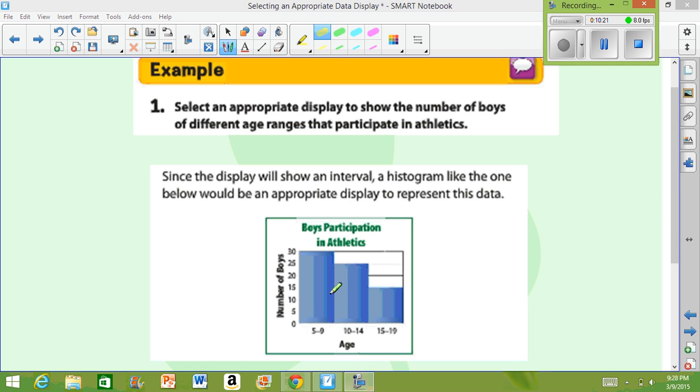So we have boys' participation in athletics. We have their age range, 5 to 9, 10 to 14, and 15 to 19. Okay? So that gives us a little information, and it tells us the number of boys who participate at that age. So since we were talking about a range, remember a range and an interval are the same thing. So a histogram, which is just a fancy bar graph, is appropriate.